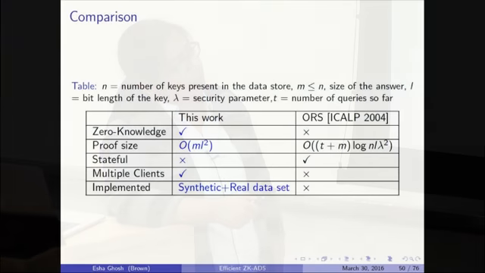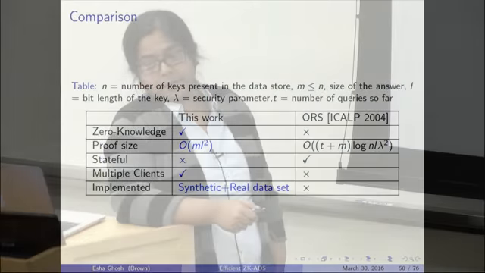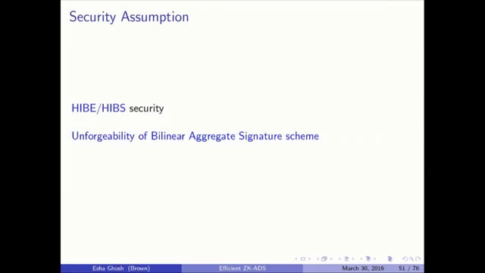Yeah. This is a comparison with the previous work. The only previous work known for this was from ICALP 2004, which was a long time ago, by Ostrovsky, Rackoff and Smith, and that was a stateful algorithm. It was very inefficient, with generic proofs of zero knowledge. Okay, and the security is based on the unforgeability of the signature scheme and the hierarchical identity based encryption security.